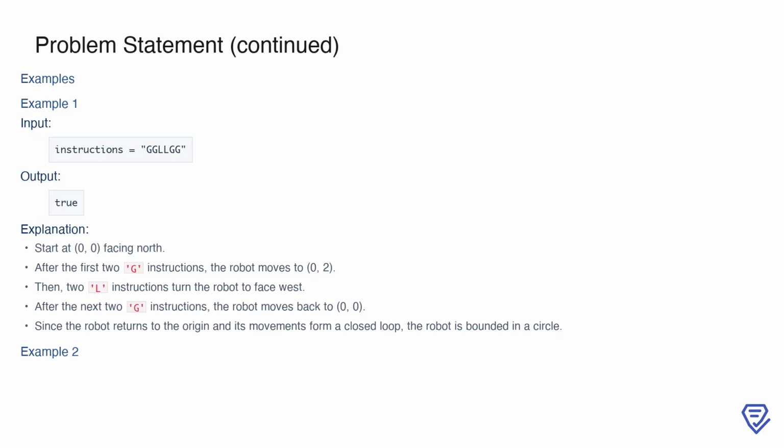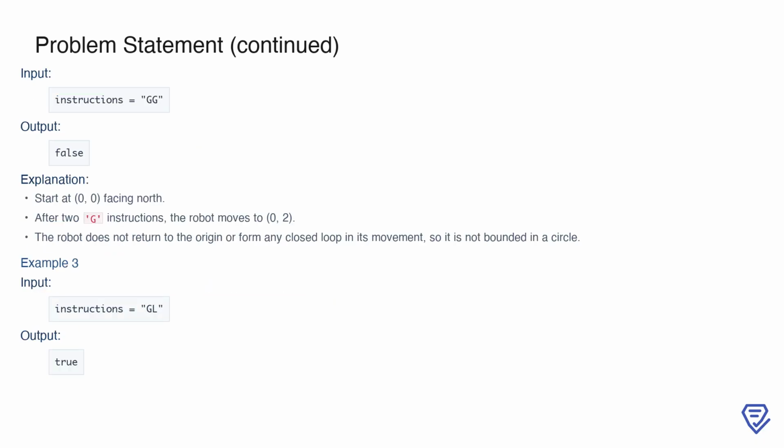Since the robot returns to the starting point and its movements form a closed loop, the robot's movement is bounded in a circle. Therefore, the output for this example is true. Now, consider the second example, where the input string is GG. Once again, the robot starts at the origin, facing north. It executes two G instructions, moving 2 steps forward along the y-axis to reach the position 0, 2.